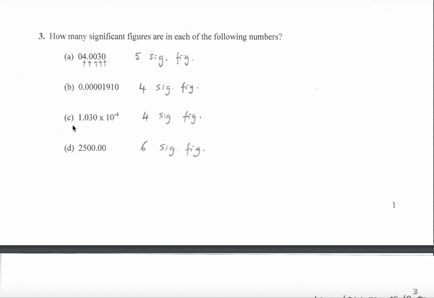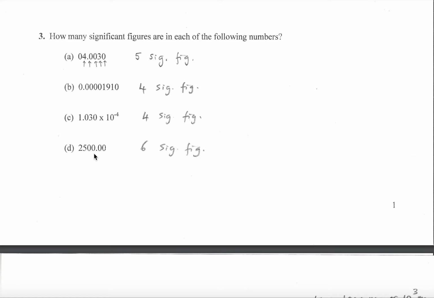Okay, for C, whenever you have a scientific notation, you only look at the base numbers, which is 1.030, because you start with 1, that's a non-zero, everything else is basically locked in. So we count everything else for quantity and also precision. The last 0 is strictly for precision. Okay, so therefore it has 4.